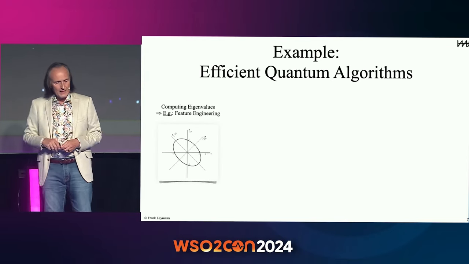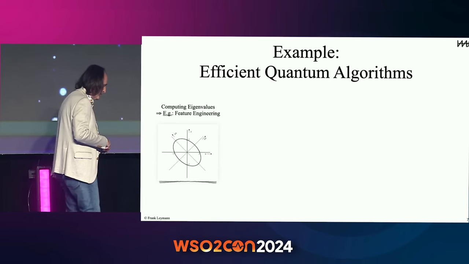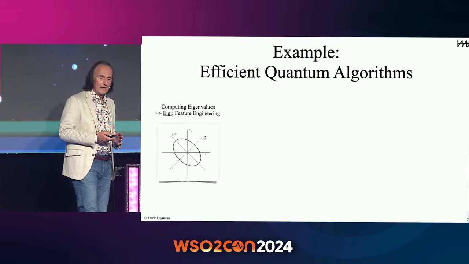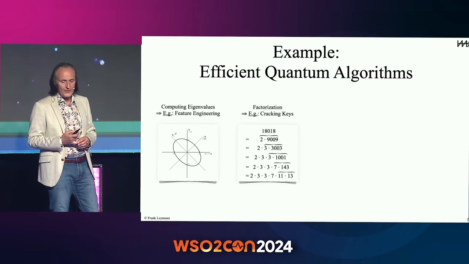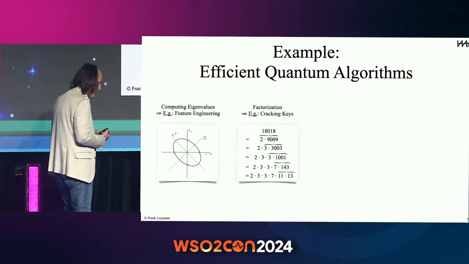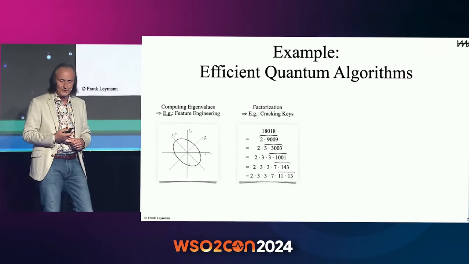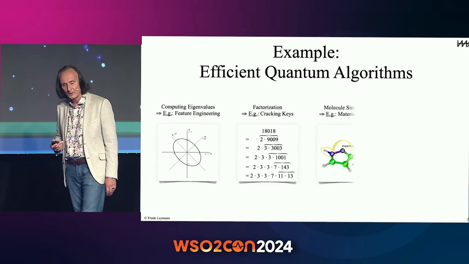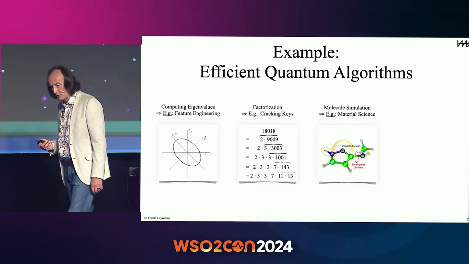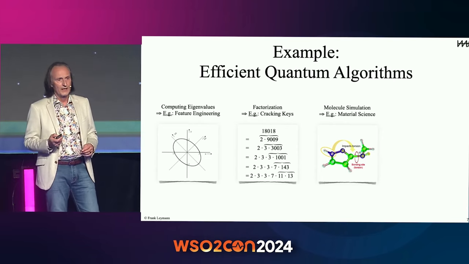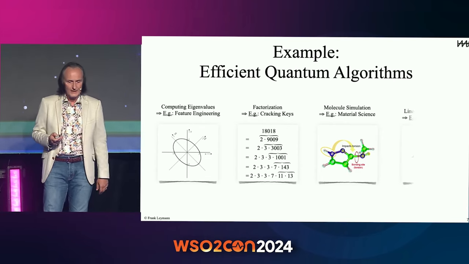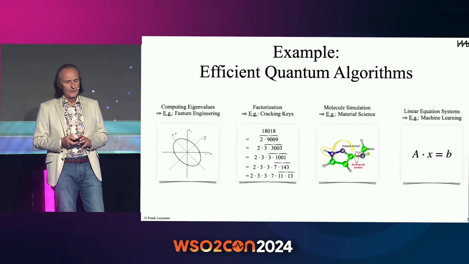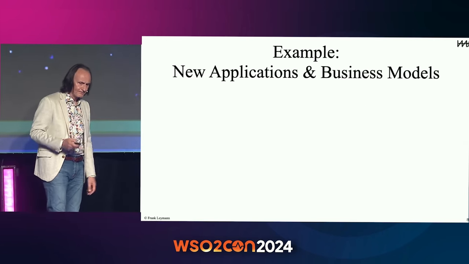One algorithm allows you to compute eigenvalues exponentially faster than on a classical machine. For example, you can use that in feature engineering. We will see examples later on. You can factorize large numbers exponentially faster. This will be terrible, as I explained to you at the end, because you can crack keys of today's crypto infrastructure we have. You can do molecule simulation, for example, in material science to detect new batteries. Or you can solve linear equation systems exponentially faster, for example, in machine learning. I will give you other examples.